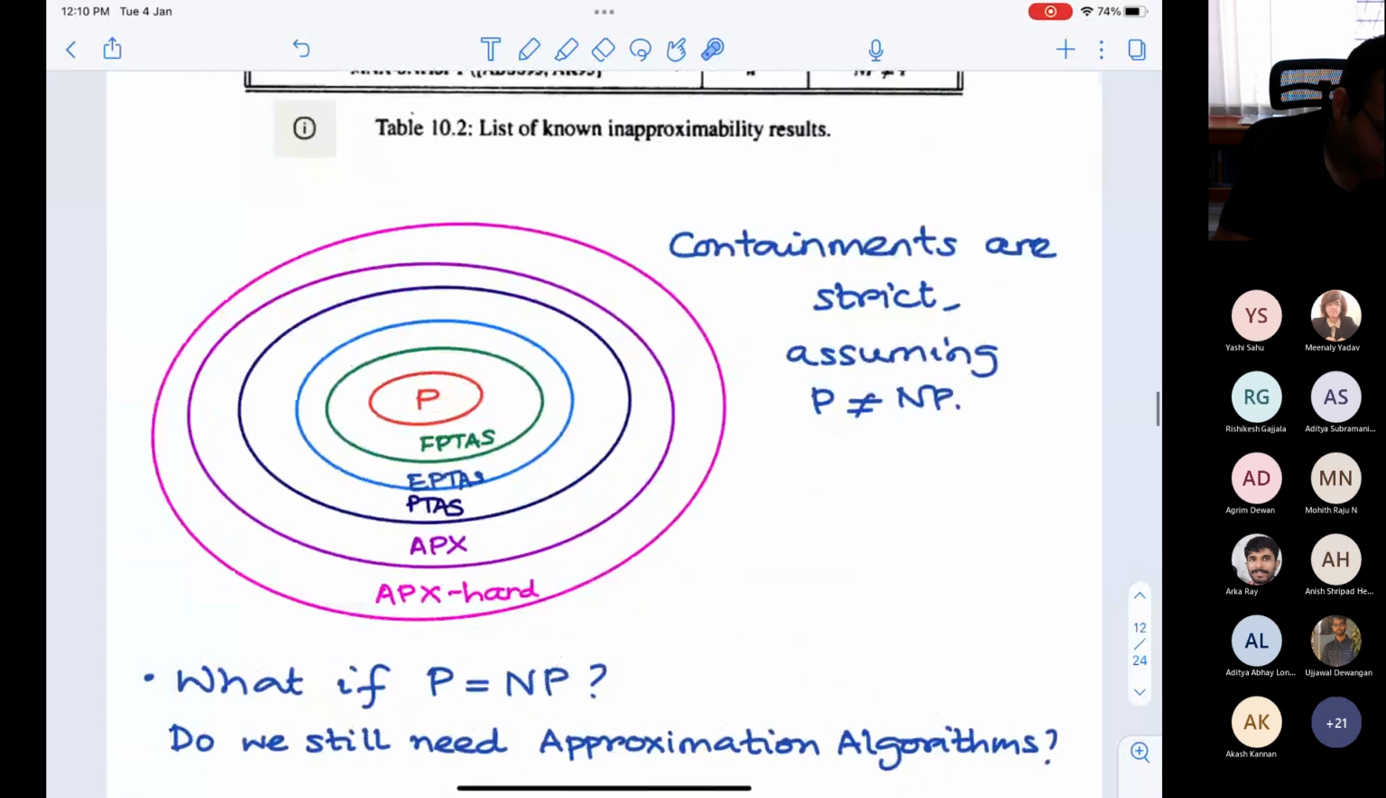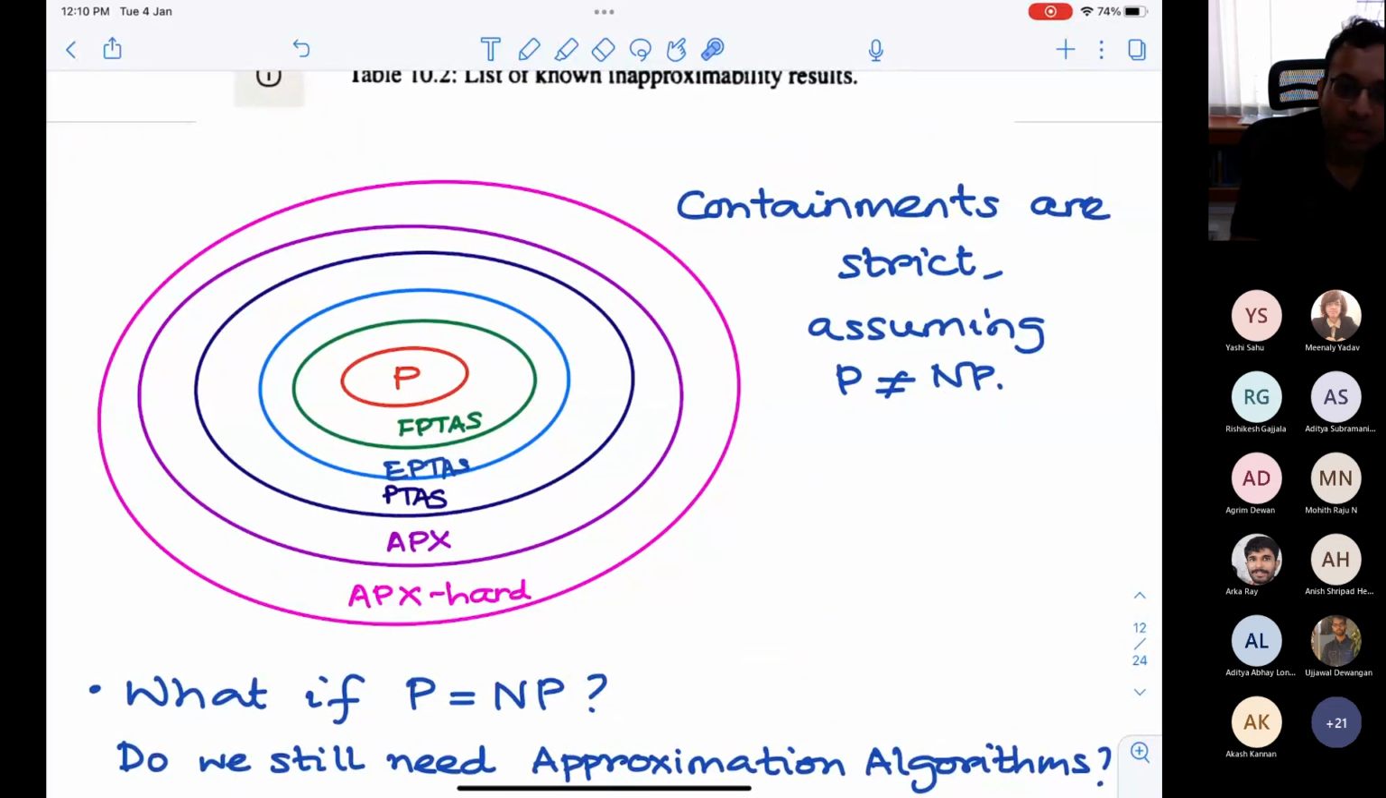So finally, this is the containment. This class called P is here. Then FPTAS is enclosing P, then EPTAS, then PTAS, then APX. APX means the problem has a constant approximation algorithm, and then you have classes even outside of this. And all these containments are strict if we assume P not equal to NP.